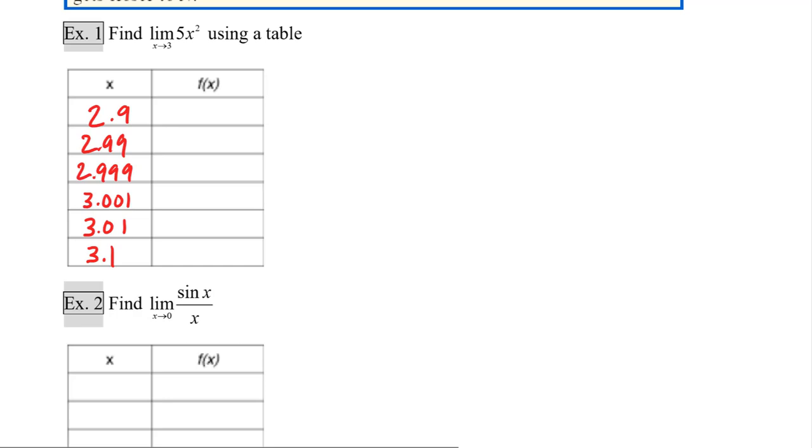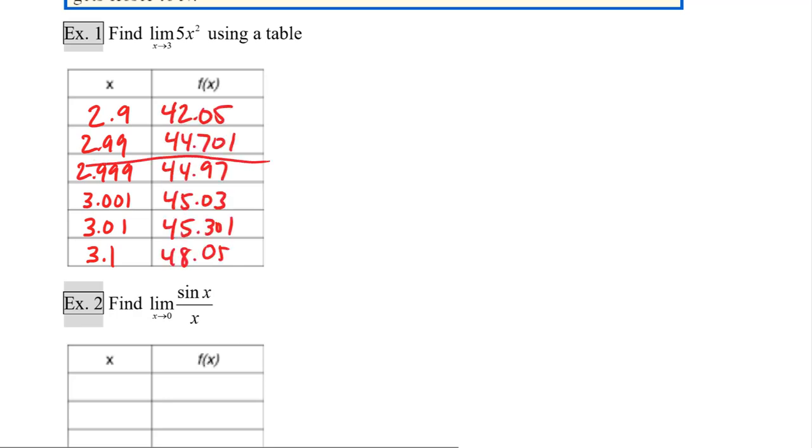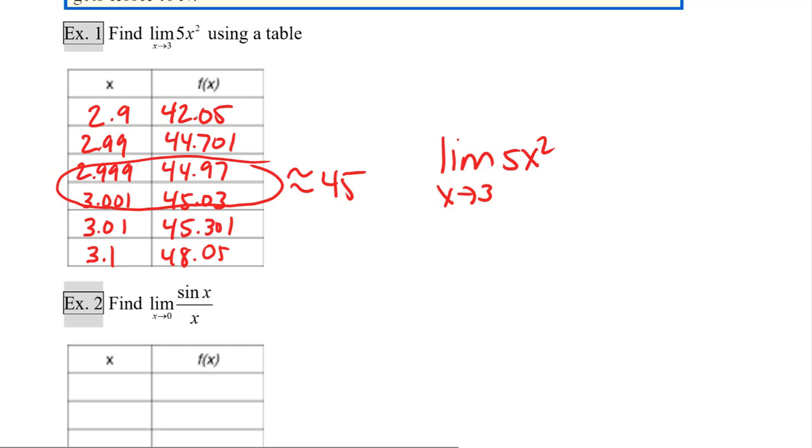When I put these into my calculator, I get the following values. Now I'm most interested in what's going on right here as I'm very, very close to 3 from the left and from the right. And if you look at those y values, I appear to be approaching the number 45. So I can say that the limit as x approaches 3 of 5x squared is equal to 45.